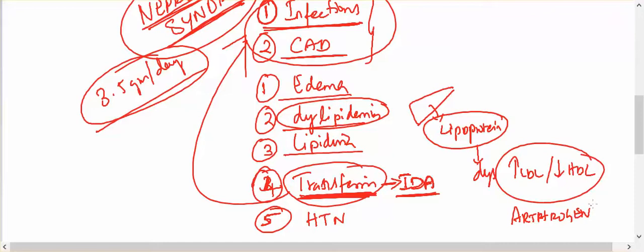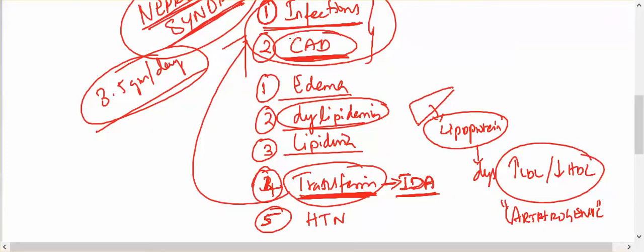Atherogenic means it has a tendency to form atheroma, in the coronary artery. So it is called coronary artery disease. It is very dangerous because it produces infarction, myocardial infarction.